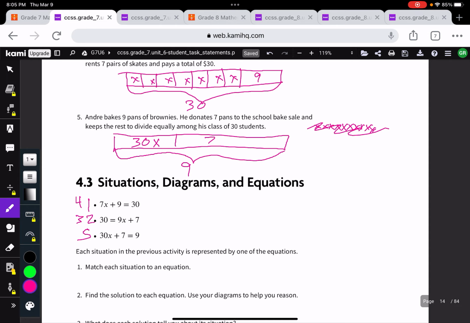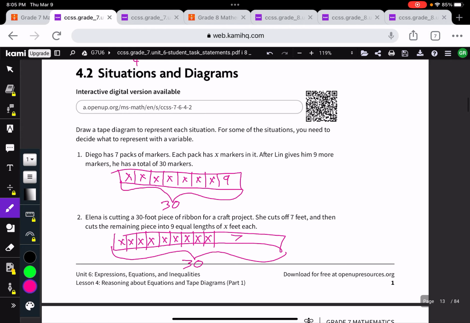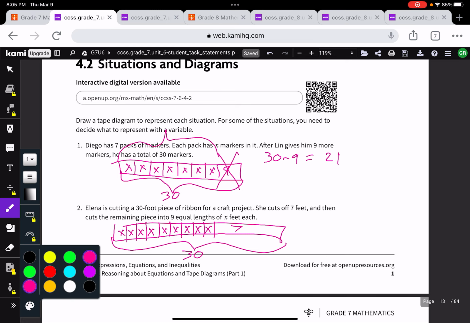Now we need to find a solution. We need to figure out what X equals. So for the first one, we're going to notice if we get rid of this 9 first, if there's 30 markers, if we get rid of the 9, we're left with 21. I should probably switch colors, so let's use green. That's going to be 21.